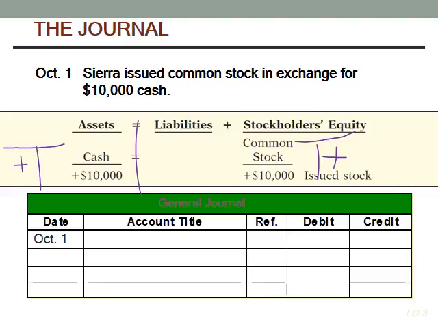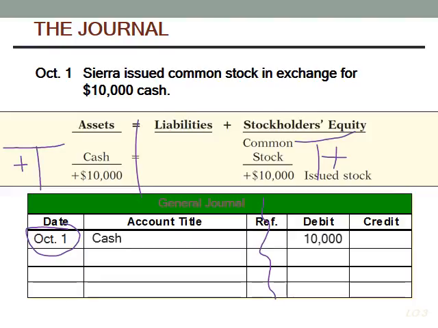So the general journal shows the date that the transaction happened. It shows the account title. So in this case, we're going to show cash and common stock. And then we're going to show debits and credits. Don't worry about this reference column for right now. That's for the next piece.